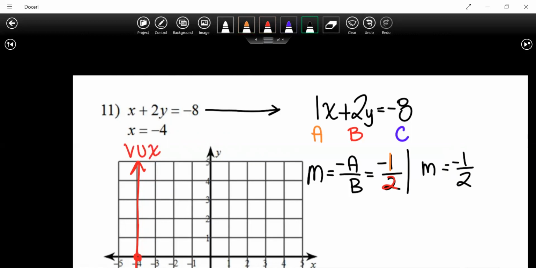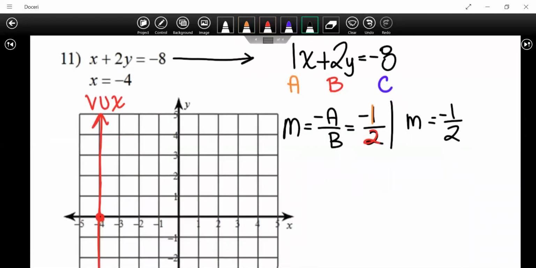For the next one here, we get our y-intercepts. It's going to be C over B. And I should put the equation in. In this case, C happens to be -8. B is going to be 2.